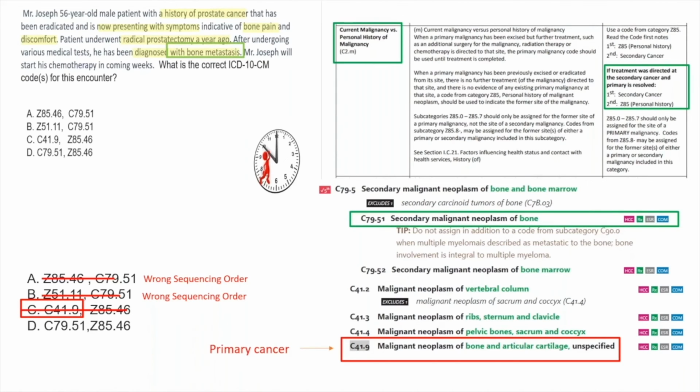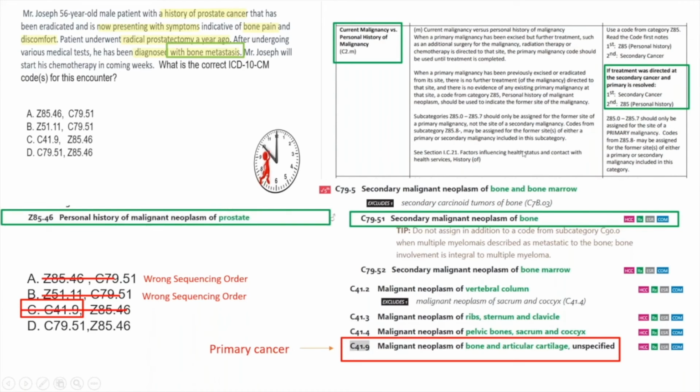So option C is also incorrect and the correct answer is going to be option D, C79.51, which is the code for secondary malignant neoplasm of the bone, and Z85.46, which is coding for a personal history of malignant neoplasm of the prostate. So option D is the correct answer.